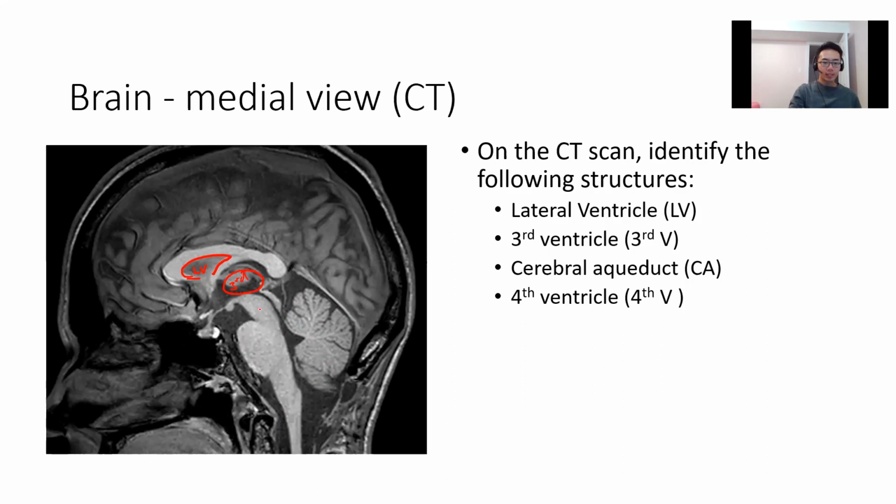Cerebral aqueduct, that's this duct right here. You see this line? That's the cerebral aqueduct. And then this triangle, it's very hard to miss. That's the fourth ventricle. It's located behind the pons and in front of the cerebellum.